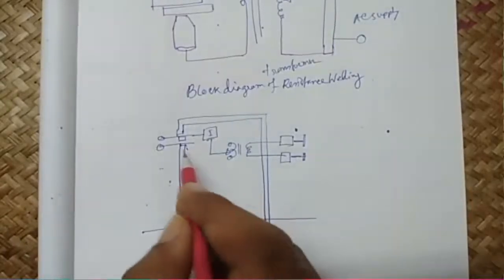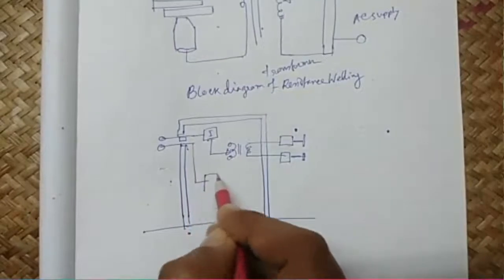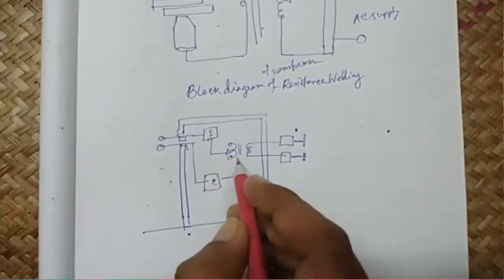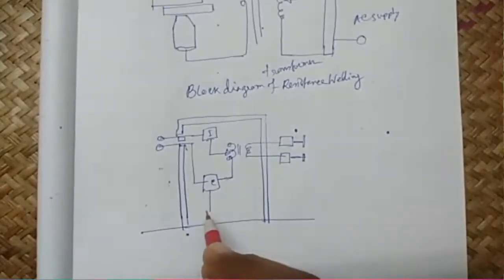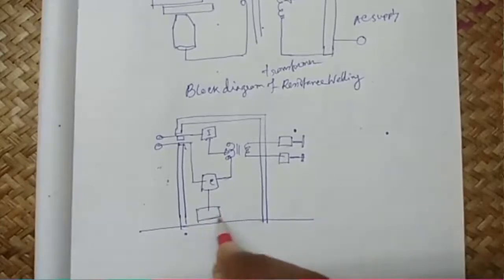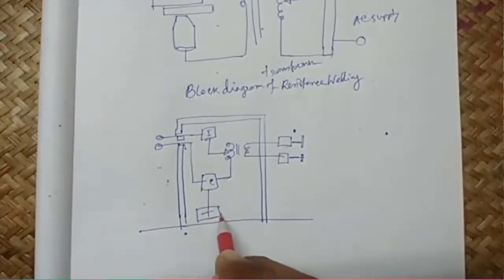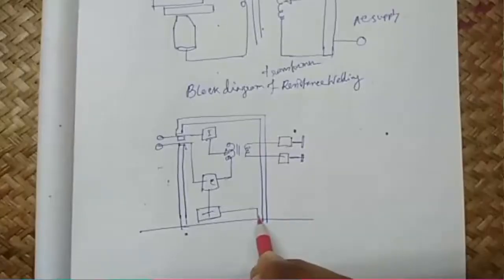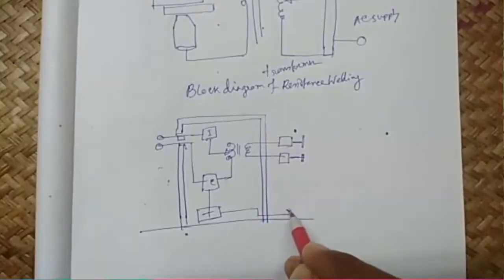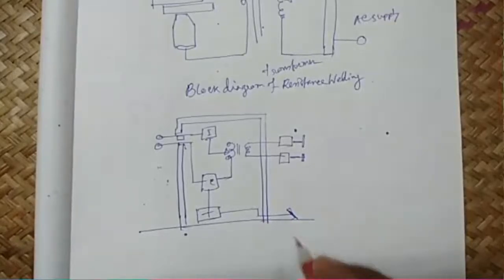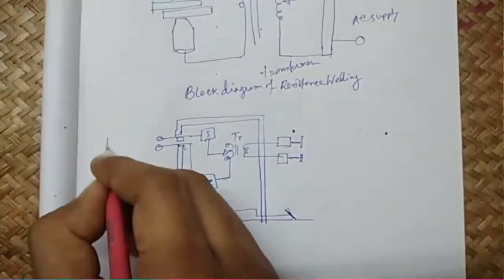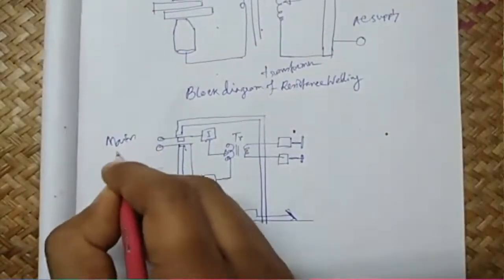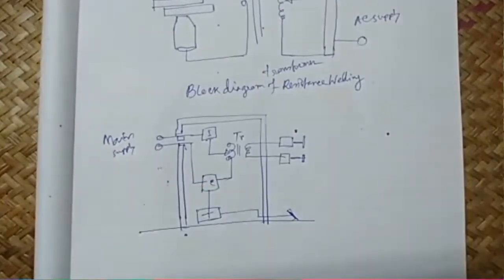And this other terminal is connected to a circuit breaker, which is new here, and this circuit breaker, the circuit controller, is again connected with a timer, and that timer is again connected with a foot lever. So this is the transformer, this is the main supply. If the working principle of resistance welding is asked, then you have to draw this figure.